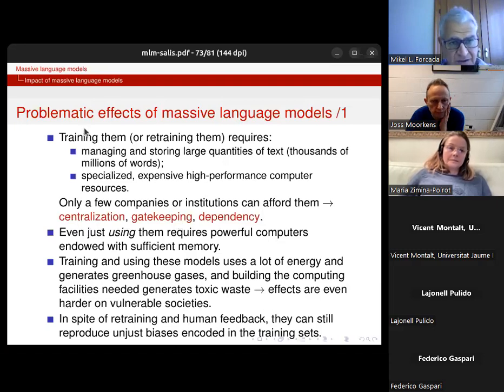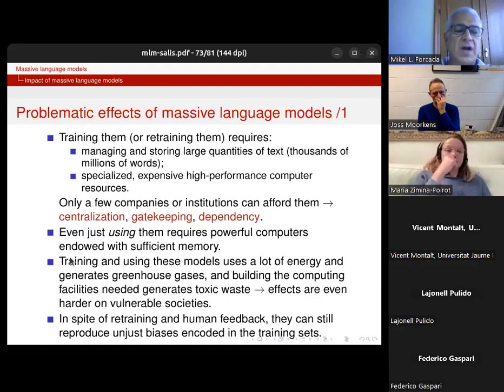And that's training, but even using them requires powerful computers with sufficient memory, because these are very, very large models. So this, again, would mean that we are very dependent on whoever can afford doing this. Training and using these models uses a lot of energy and generates greenhouse gases.